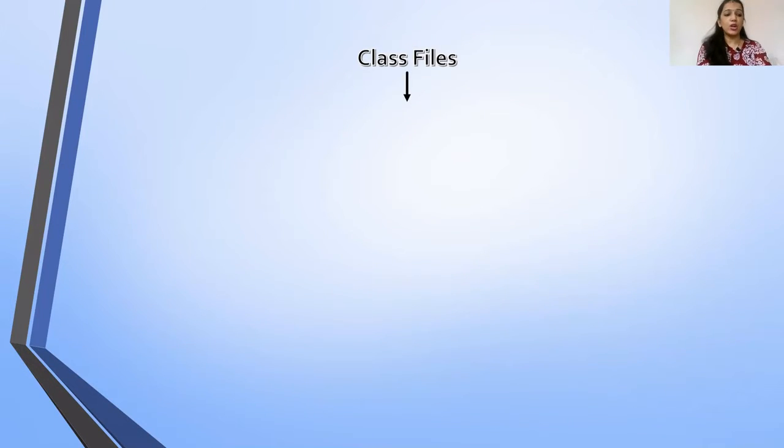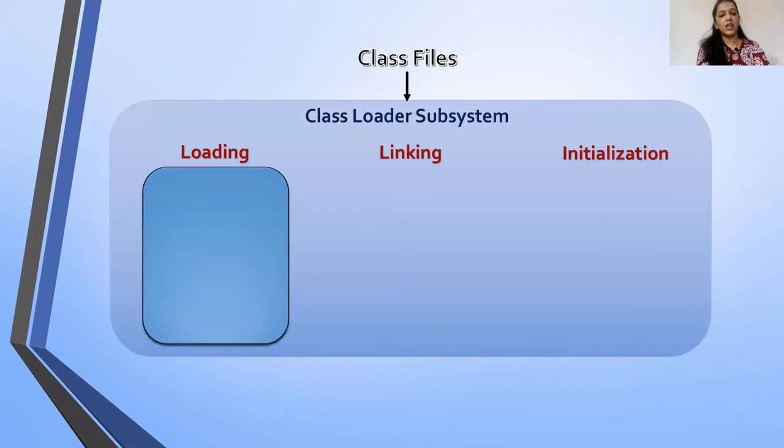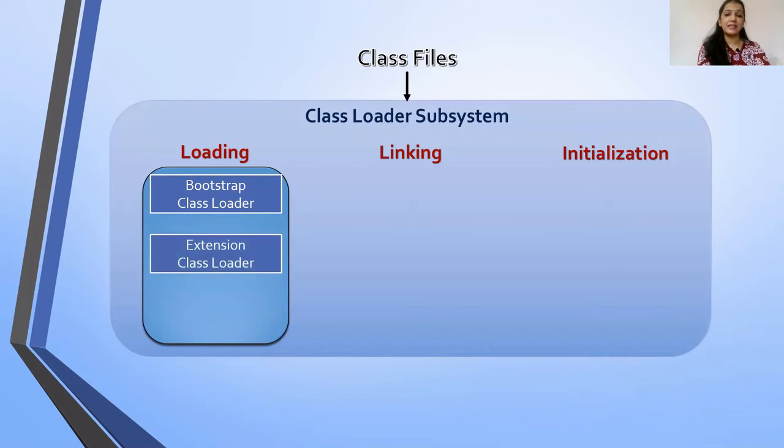The .class file is transferred to the class loader subsystem. Now this class loader subsystem is responsible for loading your .class file in the memory. It is further divided into 3 parts: loading, linking and initialization. In loading, there are 3 parts. The first is the bootstrap class loader, the second is the extension class loader, and the third is the application class loader.